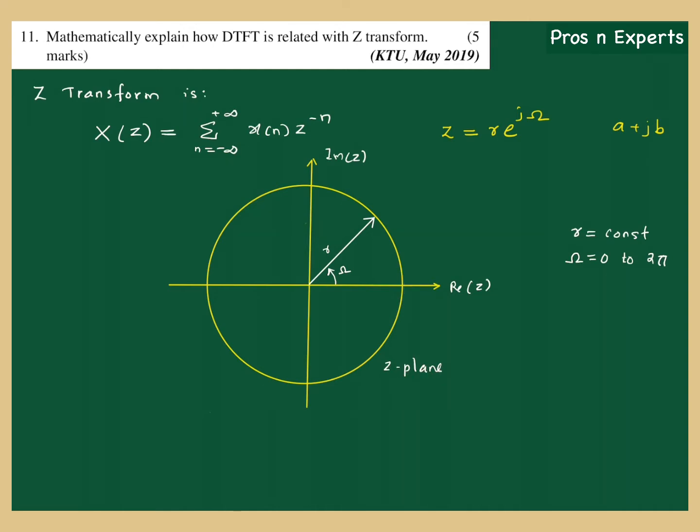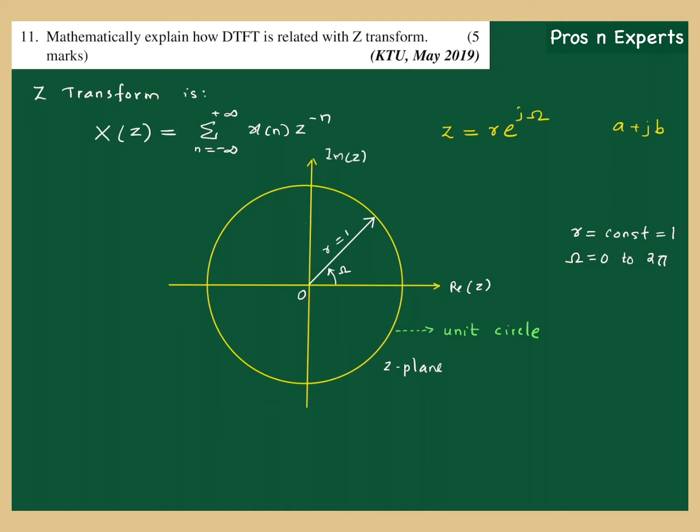Now what if I keep r equal to 1? I'm keeping r constant, and that is equal to 1. What happens? This will still be a circle, but I can call the circle a unit circle, right? This is a unit circle because its radius is equal to 1. This is a unit circle in the z plane. This is very important. And the center of this unit circle is at the origin of the z plane.